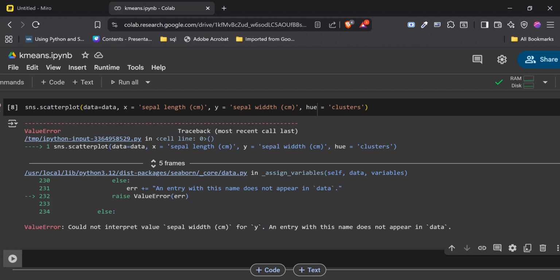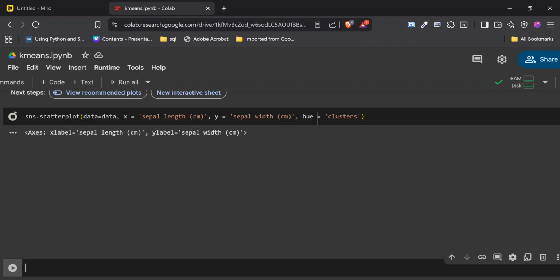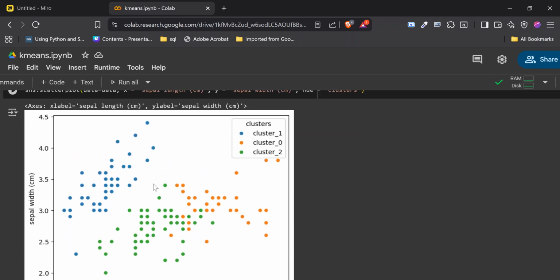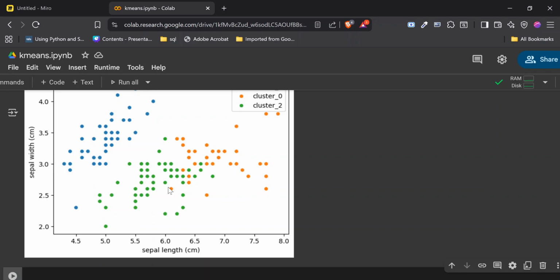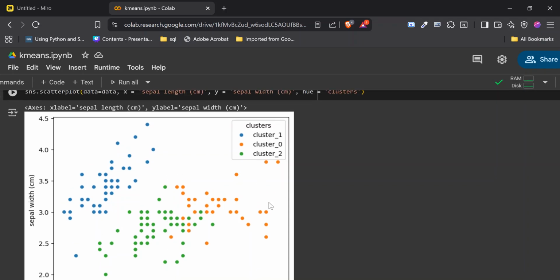If we run that, we have an error. It says sepal width with a double D is not correct, it should be a single D. Yeah, we're going to see the kind of clustering that is happening here, right? So we see that in here, we have 3 clusters. This blue cluster represents cluster 1, then this green one represents cluster 2, and these guys represent cluster 3.